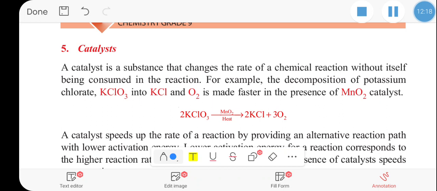The fifth factor that affects the rate of chemical reaction is catalyst. Catalysts are substances that change the rate of chemical reactions without themselves being consumed in the reaction.